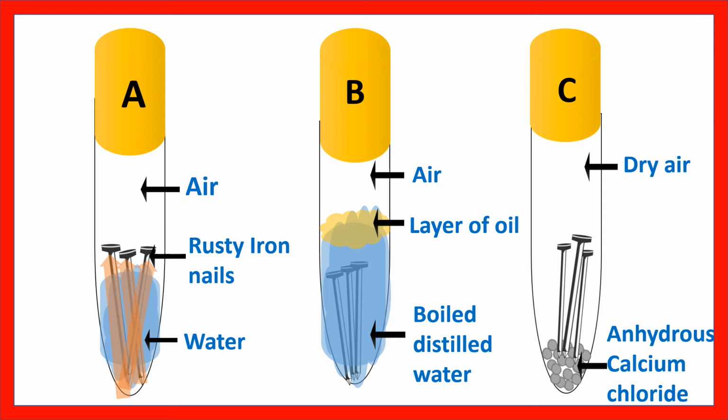That means by observing these three test tubes, we can conclude that test tube A is supplying the conditions which favor the rusting of iron. Those are nothing but the water, that is the moisture, and sufficient air. That's why the nails in test tube A are rusted.